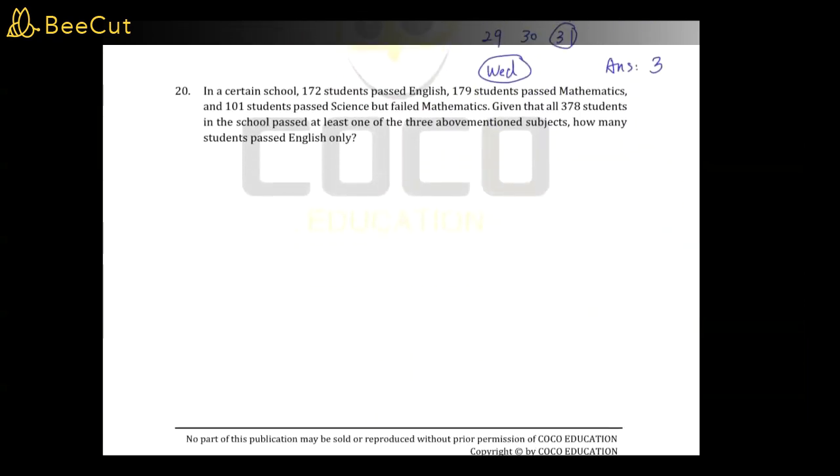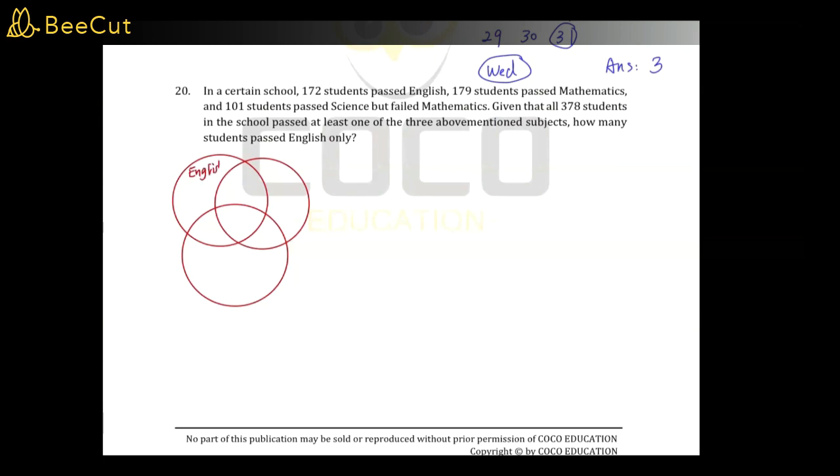Then let's move on to question 20. So let's draw a Venn diagram. First, we have 3 circles, 1 for each subject. Now, 172 students pass English, 179 pass math, and then 101 students pass science but fail math.